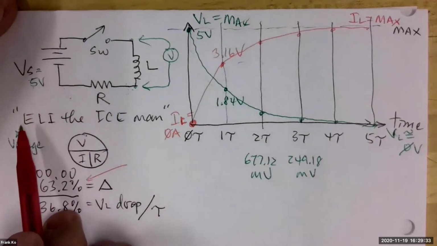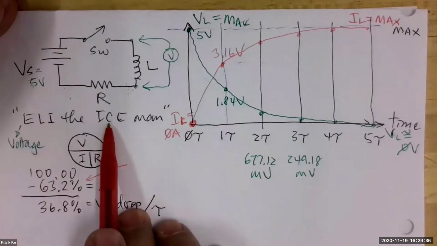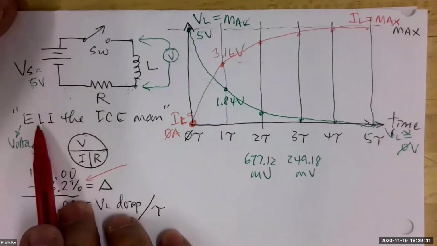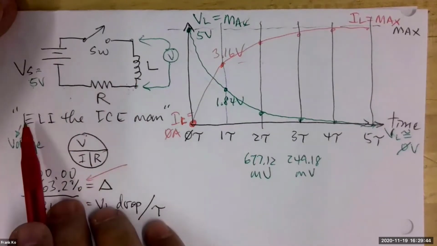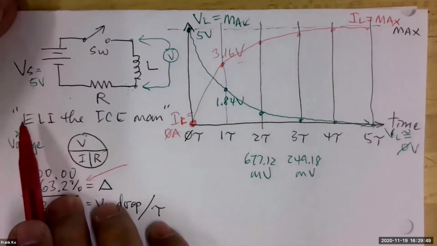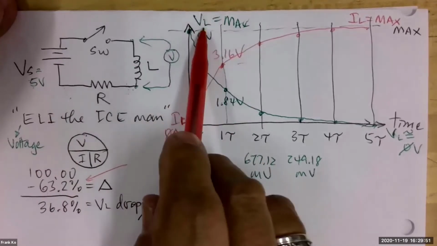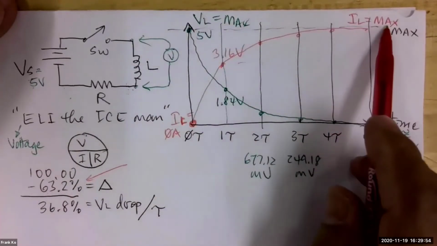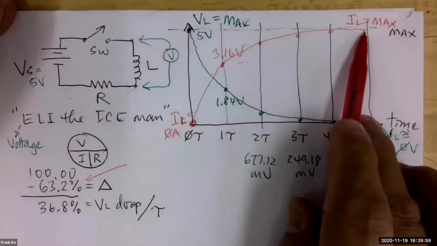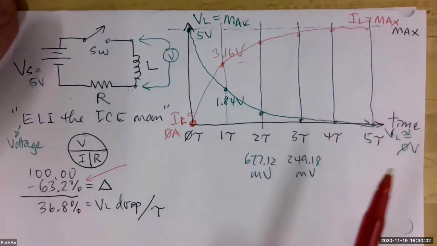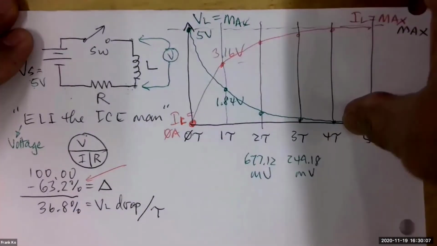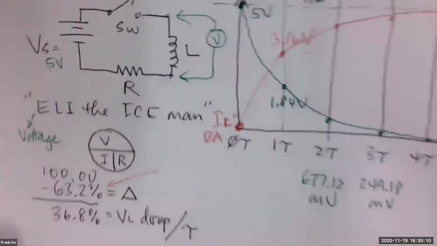So remember, in ELI the ICE man as a memory tool, the C stands for capacitor, the L stands for inductance. And when you have an inductor circuit, as we do here, which property occurs before the other? Voltage will occur before current. Isn't voltage at maximum before current of the coil reaches maximum? There is a phase difference between these two quantities, okay? So a couple of things. When I go to discharge this thing, let's go ahead and analyze what happens.